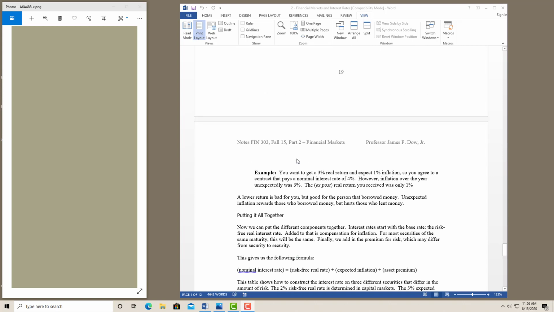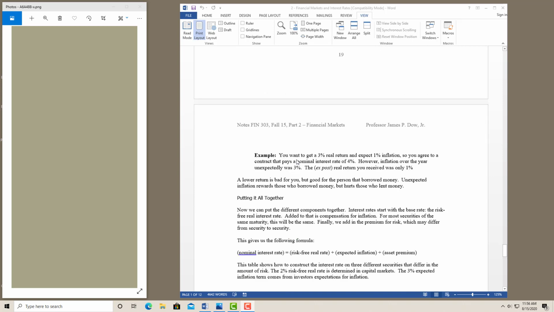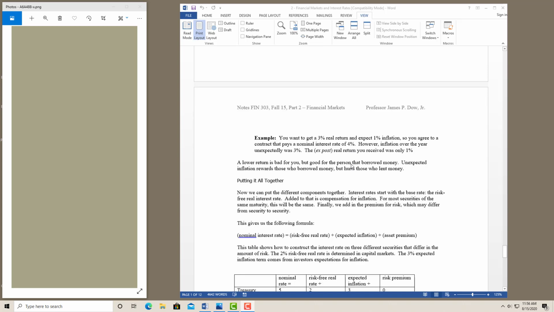Now let's do a slightly more complicated example. You want to get a 3% real return, and you expect 1% inflation. So you agree to a contract that pays a nominal interest rate of 4%. So again, we're in an ex ante world. We're at the start. We're looking forward into the future. We want a 3% real return, but we need to be compensated for inflation. So that gives us an interest rate of 4%. So we make a contract for 4%.